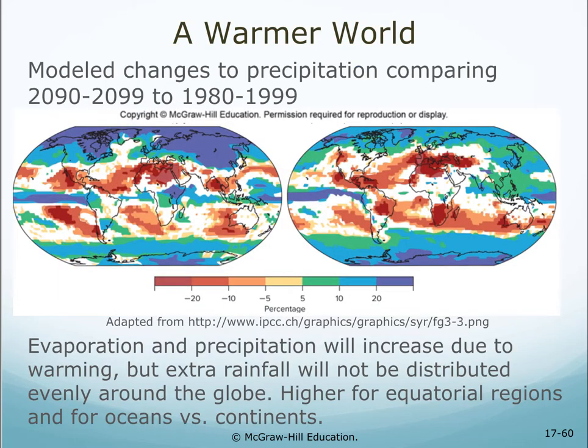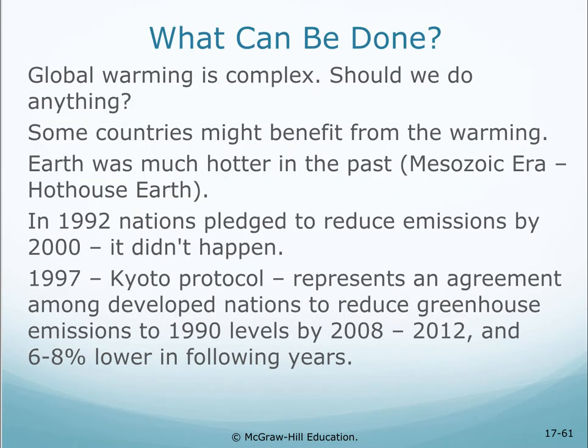The model changes to precipitation comparing 2090 to 2099 to 1980 to 1999. The evaporation and precipitation will increase due to warming, but extra rainfall would not be distributed evenly around the globe. It'll be higher in equatorial regions and for the oceans versus the continents. Global warming is very complex.